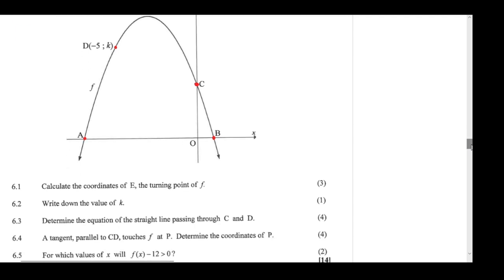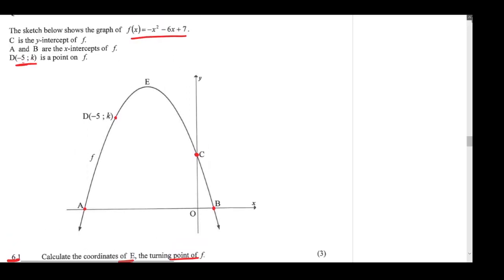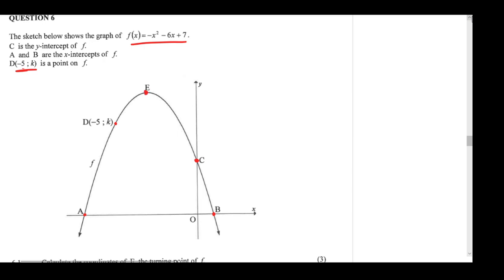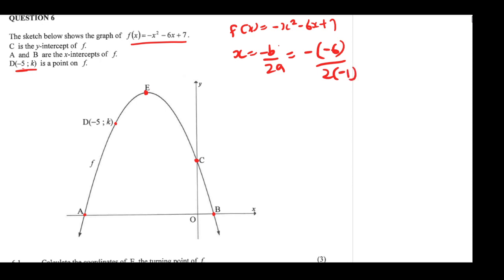The first question, 6.1, asks us to calculate the coordinates of E, which is the turning point of our graph of f. Our f of x is equal to minus x squared minus 6x plus 7. To find the turning point, x is equal to minus b over 2a, which is minus of minus 6 over 2 times minus 1. So what you're going to get here is minus 3. Your x value of the turning point is equal to minus 3.